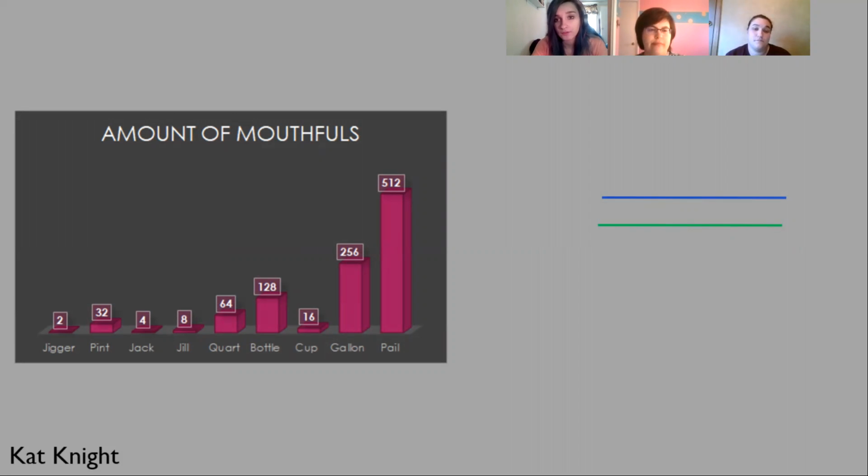Well, we know that mouthfuls is the absolute smallest measurement that we have. So we know that each one of these units has at least 1 mouthful in it. So that's really the only one that they can all be converted into. And that way, we can easily put them all together and add them up.